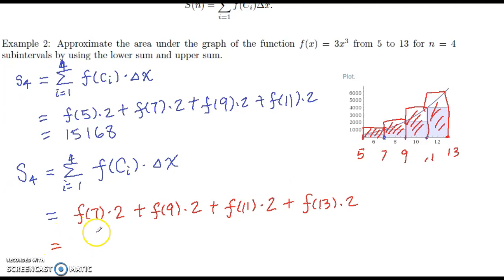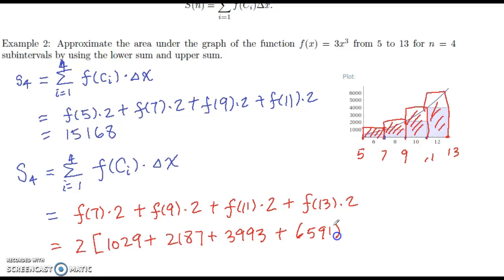And again, using the property, you factor out the common factor 2. Then you evaluate: f of 7 is 1029, f of 9 is 2187, f of 11 is 3993, and f of 13 is 6591. After you add it up and multiply by 2, the area you get is 27,600.